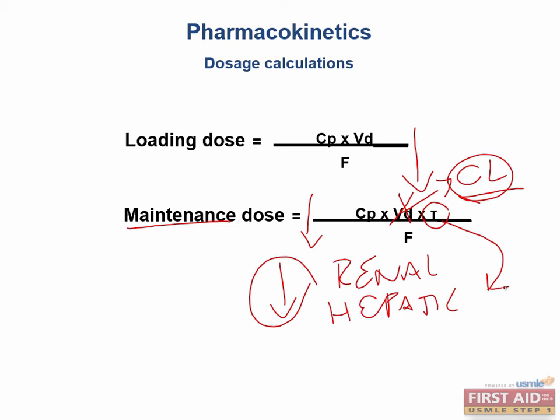Now, this fancy tau represents the dosage interval, which is simply the time between doses that you need to consider when giving a patient a drug. And this is if you're not infusing the drug at a constant rate. If there is a large time interval between doses, then that directly translates into a larger maintenance dose.